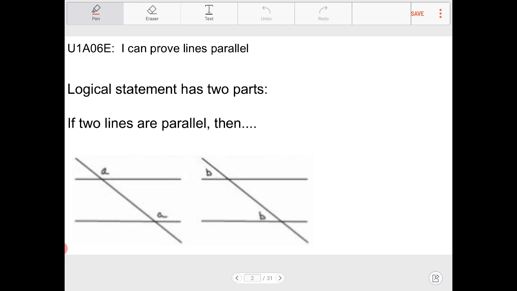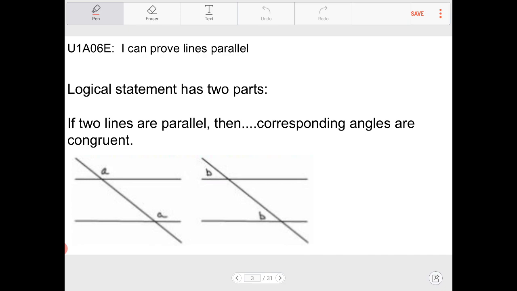Again, the premise is that we start off with two lines that are parallel. Then, based on the diagrams shown, we can conclude that the corresponding angles, angle A and angle A, and angle B and angle B, are going to be congruent. This is the logical statement. We have a set of givens: if we have a pair of parallel lines, then the conclusion is that the angles formed between the transversal and the parallel lines, those corresponding angles, are going to be congruent.